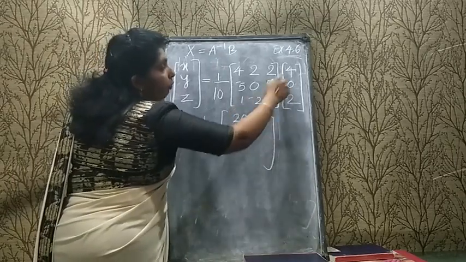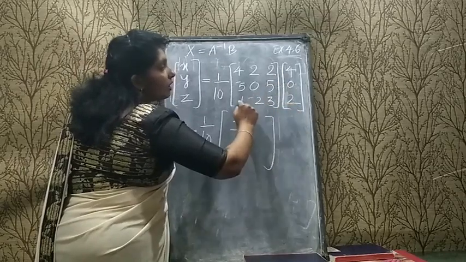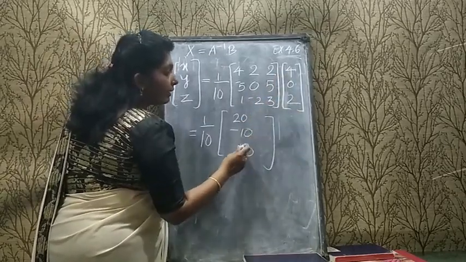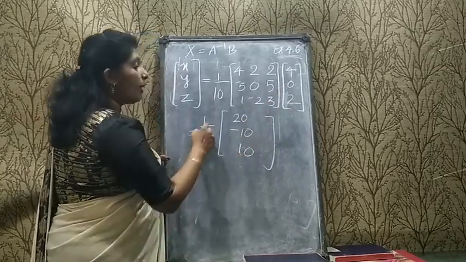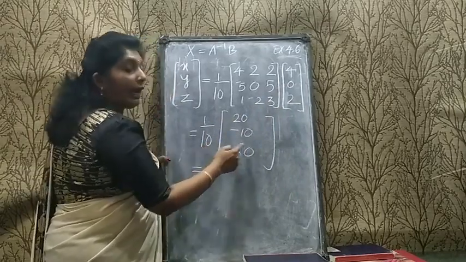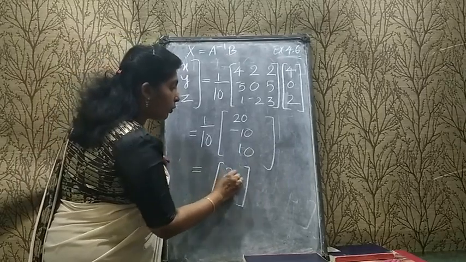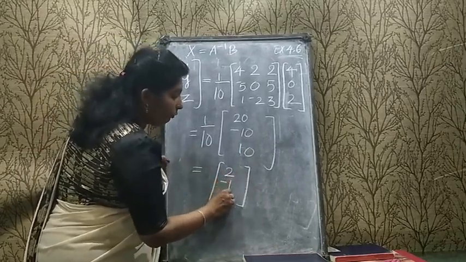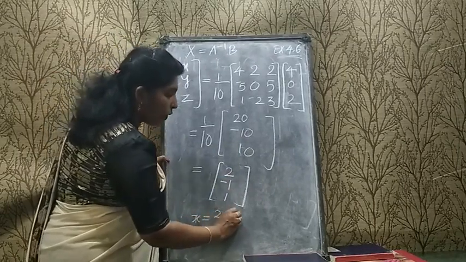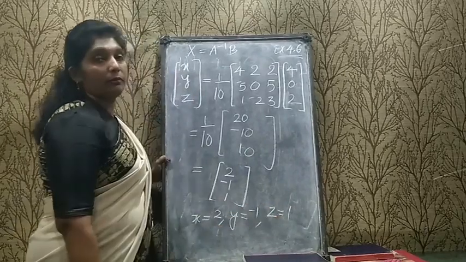Now here this is 4, 0, 3 into 2, 6. So 1 into 4, 4 plus 0 plus 6, which is again 10. That is equal to 1 by 10 into this matrix. It means 20 by 10, minus 10 by 10 and 10 by 10. It means this matrix we will be getting as 2, minus 1, 1. So it means X we got as 2, Y we got as minus 1 and Z we got as 1.